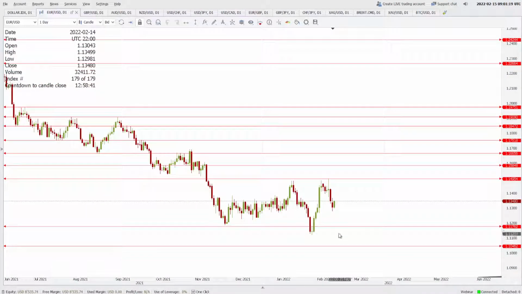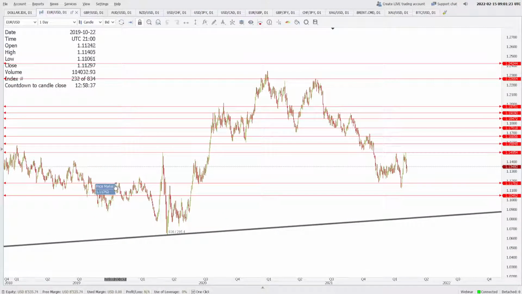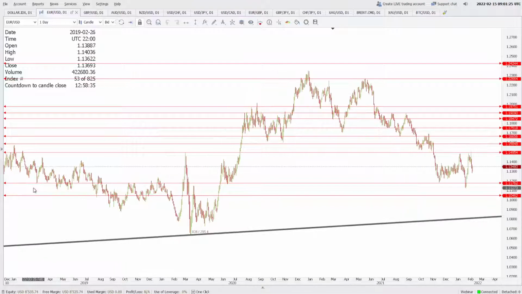Now you may be thinking, why have I put it here? I have seen the historical prices here, and I think this was an important area.